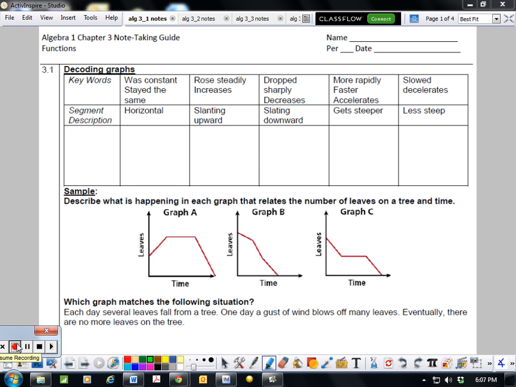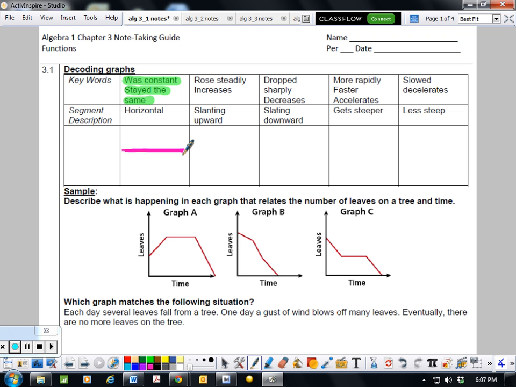Okay, so now we're going to work on Algebra Section 3.1 notes. What we're going to look at is decoding graphs and what's happening. We've got some keywords like "was constant" or "stayed the same." And that would be typically, when you look at a graph, a horizontal line or a segment or a part of the graph that looks completely flat across.